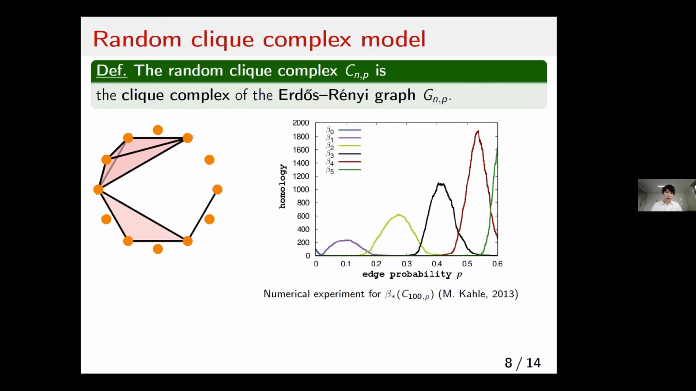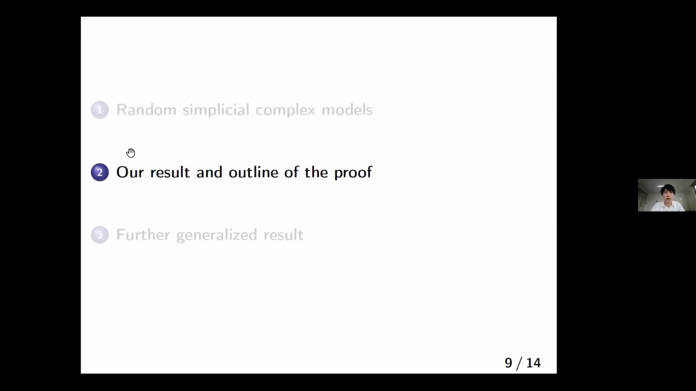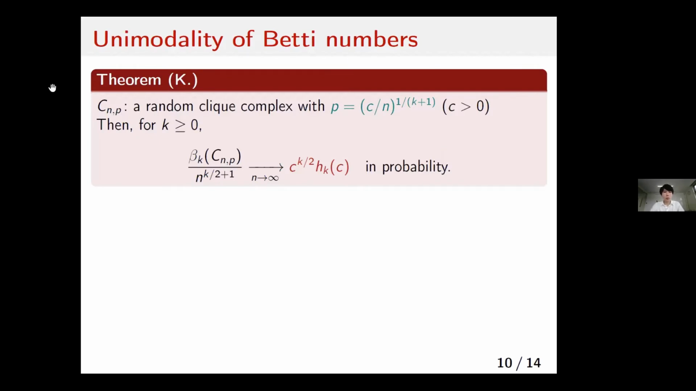For instance, back to the left slide, left picture, this blue line creates a cycle, but this red line breaks that cycle because of the definition of a clique complex. So here my question is, can we prove a limit theorem for Betti numbers which reflects such unimodality? Okay, so let's move on to our result and the outline of the proof. So we showed the unimodality result.